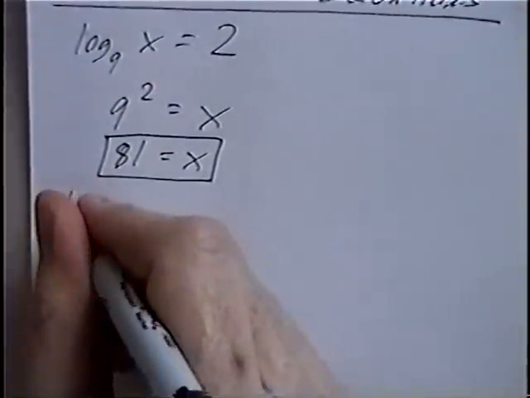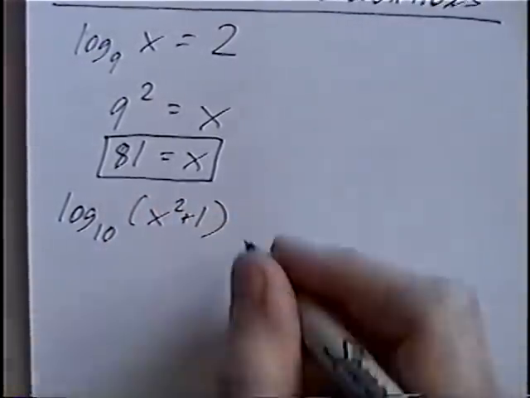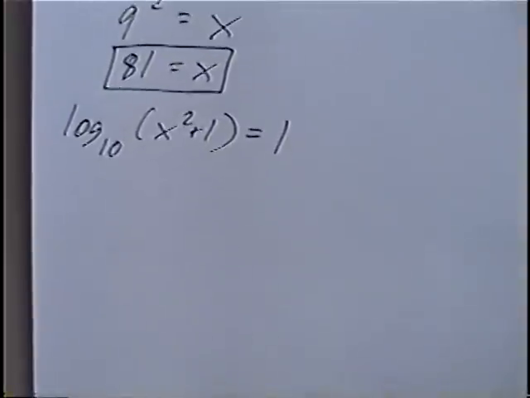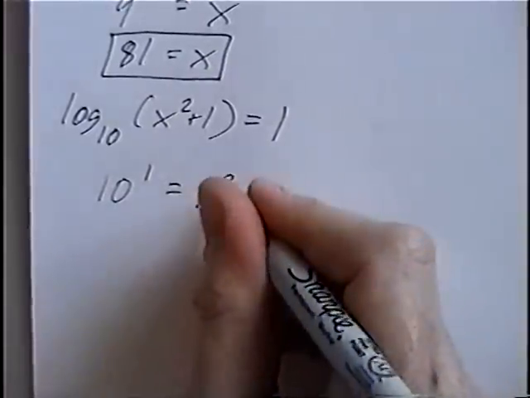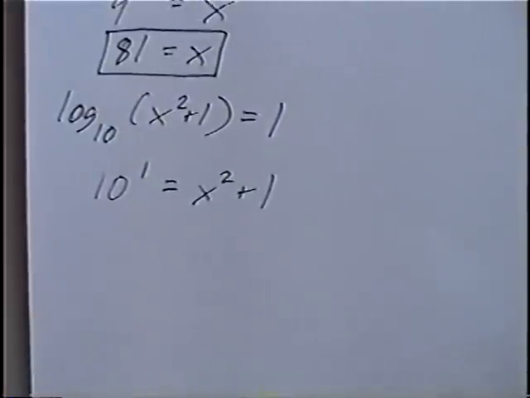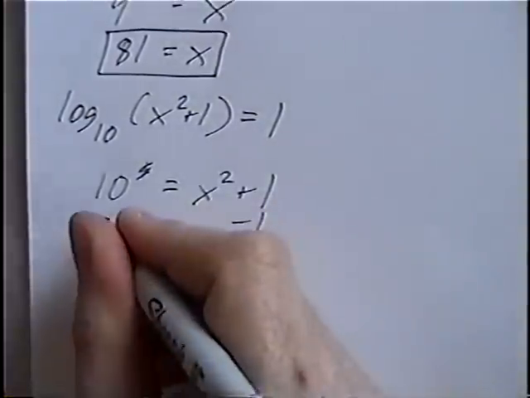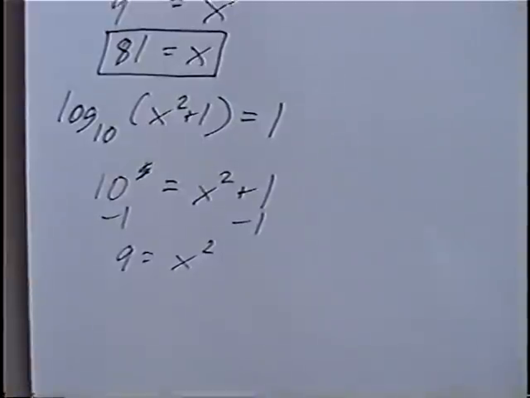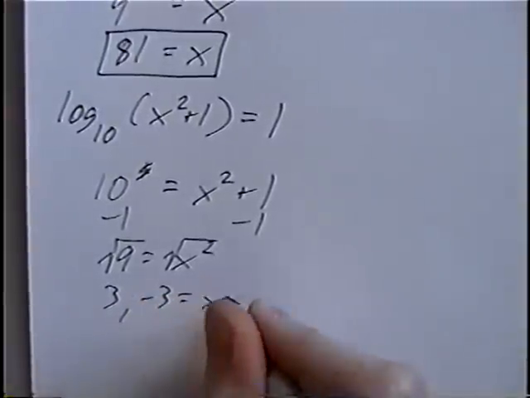Second question, log base 10, parentheses, x squared plus 1 equals 1. Same thing as before, we still have our 3 letters here, A, B, and C. We can switch them around to exponential form, which would be 10 to the first power equals the entire expression, x squared plus 1. 10 to the first power would just be 10, so we can ignore the 1. Solving for x, we can subtract the 1, and taking the square root would be 3, and we'll also have negative 3 as an answer.